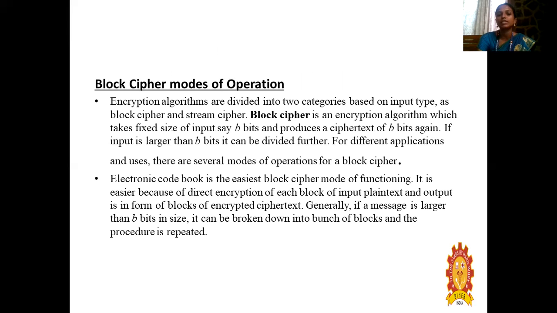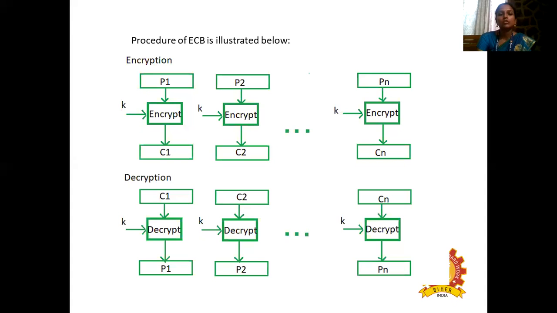For different applications and users, there are several modes of operation for a block cipher. Electronic code book is the easiest block cipher mode of functioning. It is easier because each block of input plain text is encrypted separately and the output is in the form of blocks of encrypted ciphertext. Generally, if a message is larger than B bits in size, it can be broken down into a bunch of blocks and the procedure is repeated. So the procedure of ECB is illustrated below.